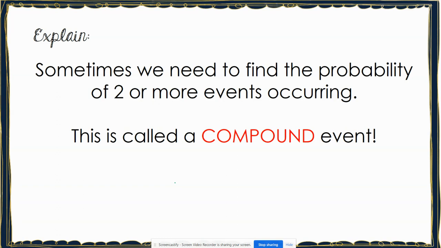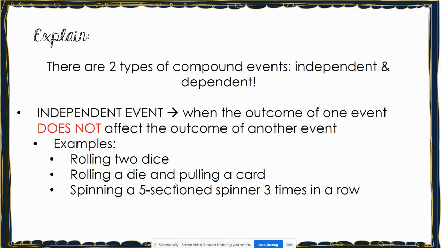If you look at your notes on page 27, you'll see at the top that sometimes we need to find the probability of two or more events occurring. Whenever we are finding the probability of more than one event, this is called a compound event. There are two types of compound events, independent and dependent. An independent event is when the outcome of one event does not affect the outcome of another.